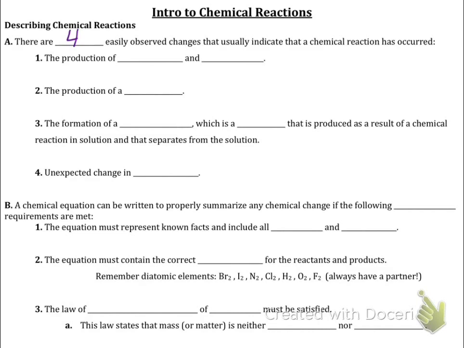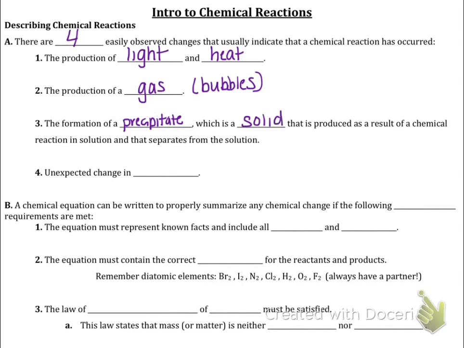So if you remember them, number 1 is if you see light or heat, and it could be an added heat or an absence of heat, meaning it gets cold or hot. That is a sign of a chemical change. Two, production of a gas, you can usually see this if you see bubbles of some kind. Three, the formation of a precipitate. It's been a long time since we heard this word, precipitate, which is when you get a solid when you mix 2 liquids together.